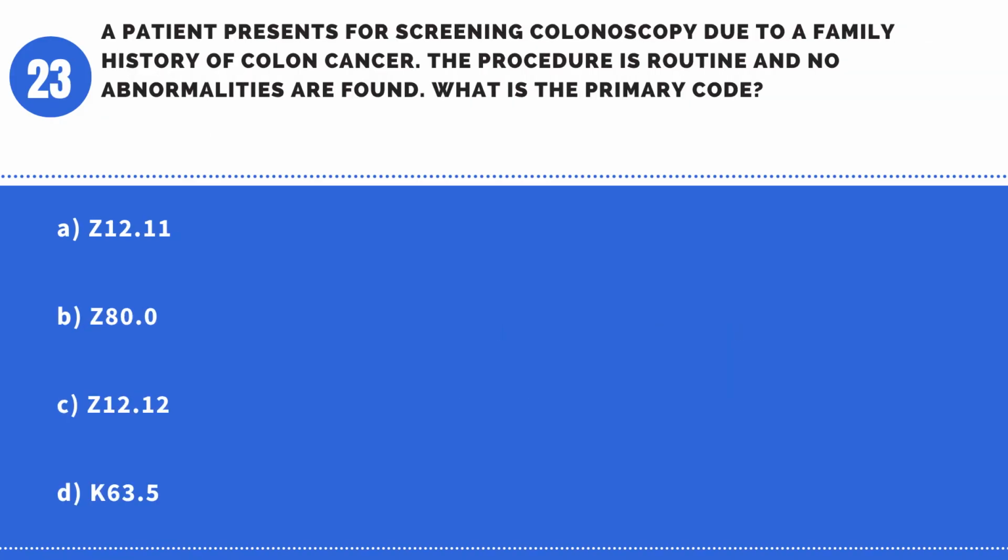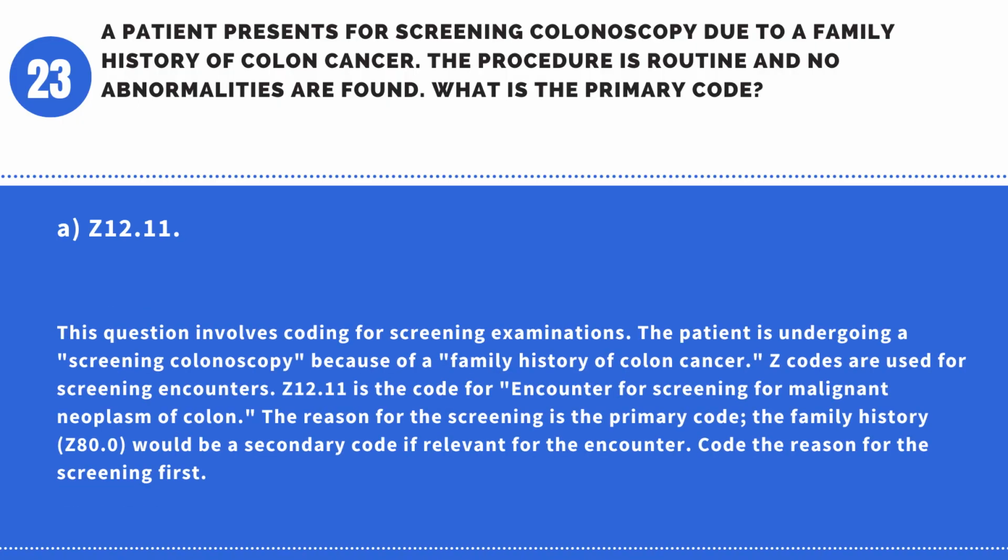Question 23. A patient presents for screening colonoscopy due to a family history of colon cancer. The procedure is routine and no abnormalities are found. What is the primary code? A. Z12.11. B. Z80.0. C. Z12.12. D. K63.5. Answer: A. Z12.11.